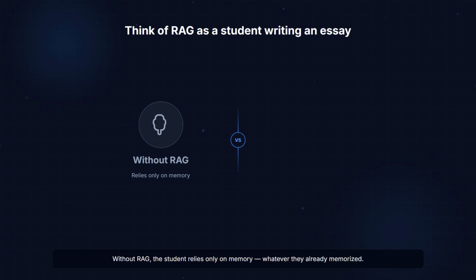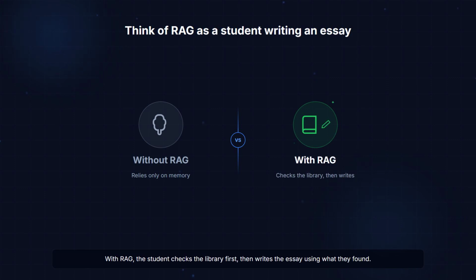Without RAG, the student relies only on memory, whatever they already memorized. With RAG, the student checks the library first, then writes the essay using what they found.